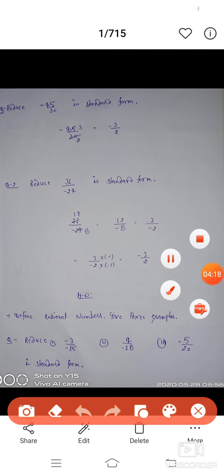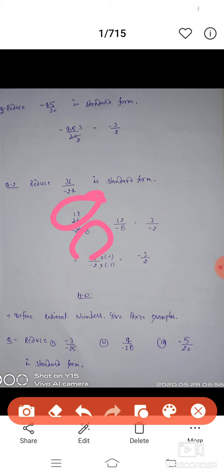Now the next question is: reduce 36 upon minus 24 to standard form. Now 36 upon 24, we first simplify it. Now it is divided by 3. 3 twelves are 36, and 3 eights are 24. We further simplify and divide it by 4. 4 threes are 12 and 4 twos are 8. Now it is equal to 3 upon minus 2.